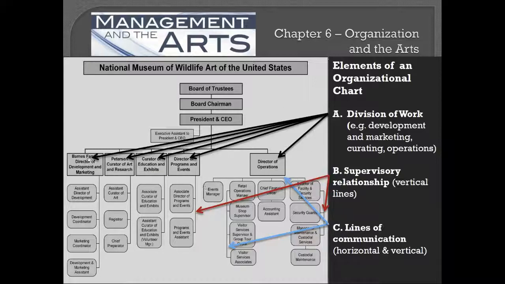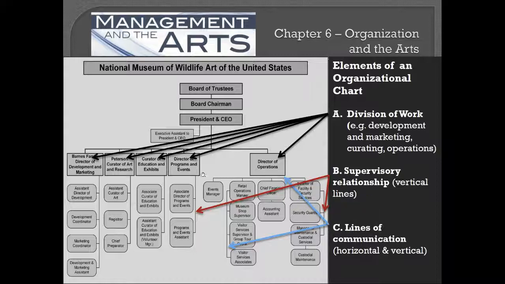So this is where we talk, this is a division of work, right? This is a division of work. This is a division of work. This is a division of work, right? These are the different job responsibilities, or there's 5 here.